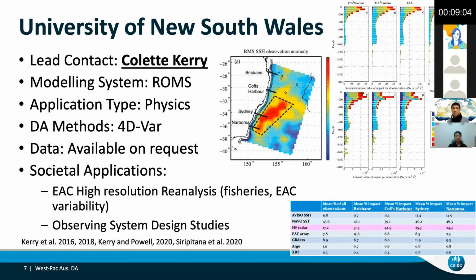The UNSW group, the lead contact there is Colette Kerry. She has a ROMS 4D-Var system set up for the East Australian Current area, again, physics. The particular applications that they're interested in are using some of the functionality of the 4D-Var system to look at observation impact and observing system evaluations, so that we can try and understand which are the observations that are contributing the greatest constraint for various metrics that we might impose.